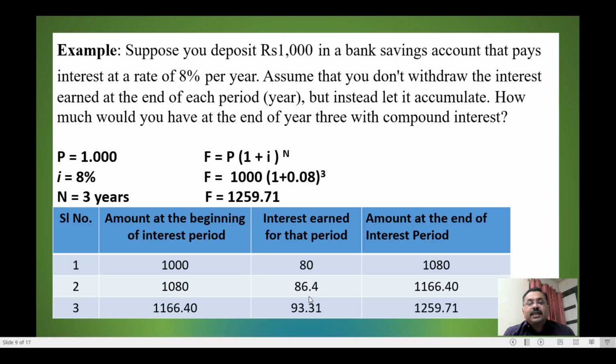The interest for that particular year, the third year, will be 93.31, and if you add that to the initial amount, the amount which you will be having at the end of year 3 will be 1259.71. This is the amount that you will be having, right? We'll go to the next example.